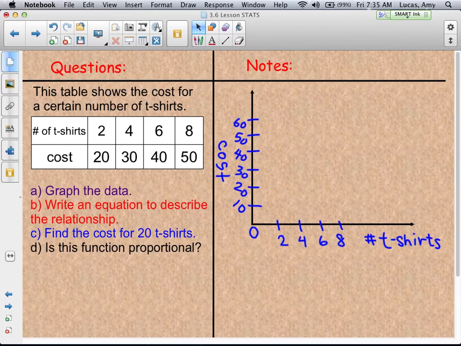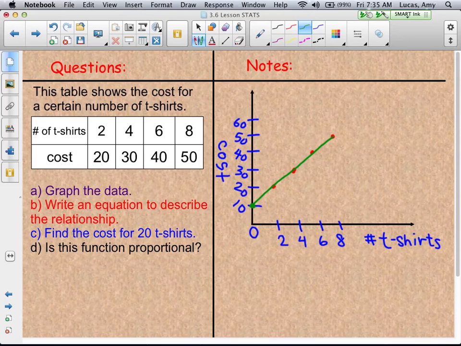Before I graph my data. So 2 t-shirts cost $20. 4 are $30. 6 are $40. And 8 are $50. So if I draw this line, you should notice that it does not go through the origin. It instead hits the y-axis at 10. So we've got our graph.